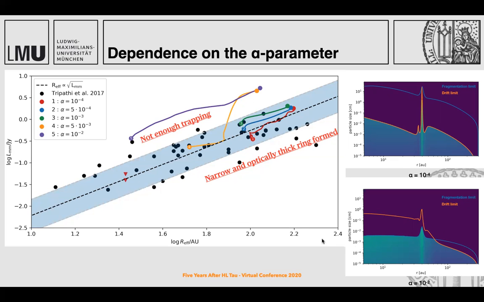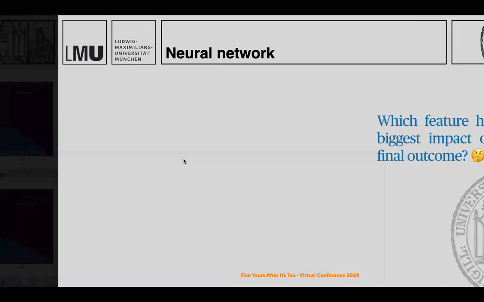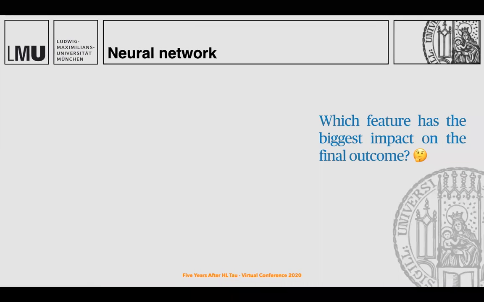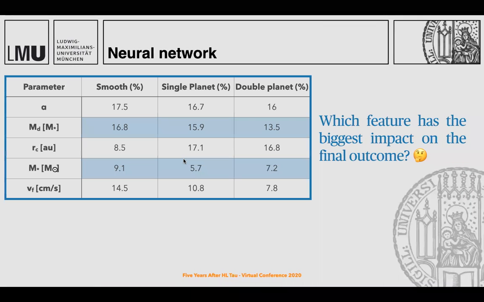If we consider the two cases where the alpha value is too high, we observe less and less trapping, and the evolution track is getting longer because the planet cannot efficiently trap, and the disk evolves further along the size-luminosity relation to smaller luminosities. One of the biggest problems in our models is to find out which feature has the biggest impact on the final outcome.